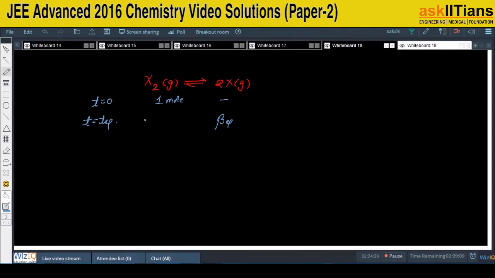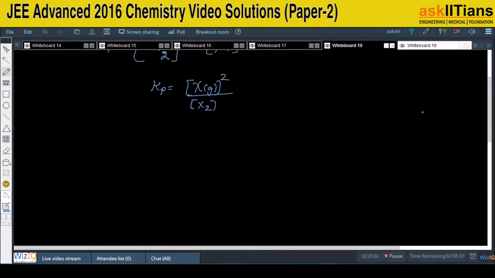So how much of X2 would have reacted? 1 minus B equilibrium. So B equilibrium by 2 would have reacted. So the left out will be 1 minus B equilibrium by 2, and X formed will be B equilibrium. So what I was asked to write, Kp value, which is nothing but X in the gaseous state raised to the power 2 divided by X2 in the gaseous state.